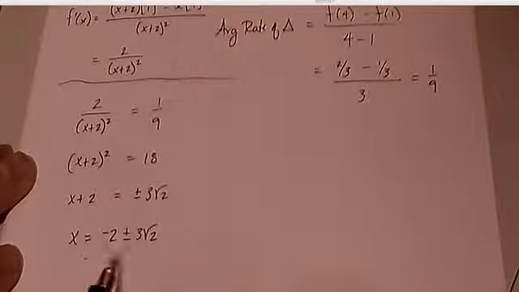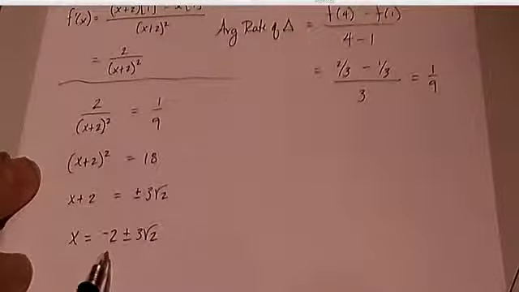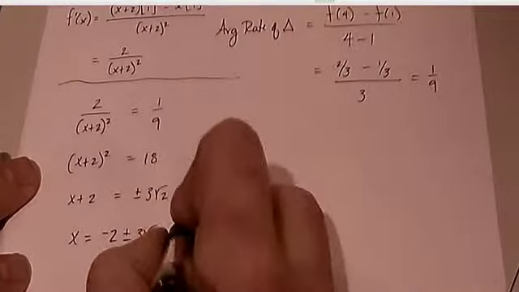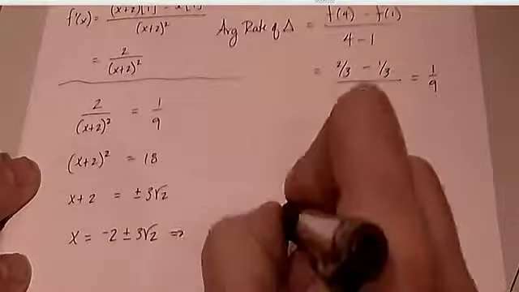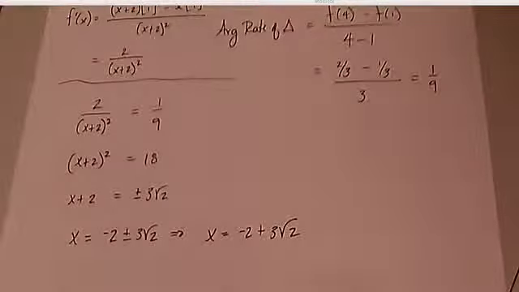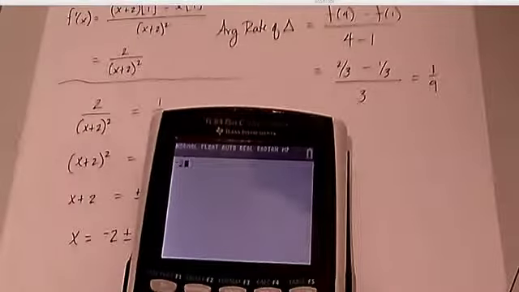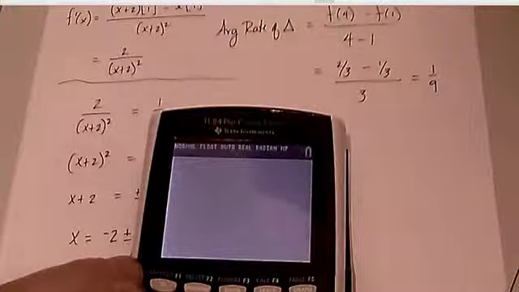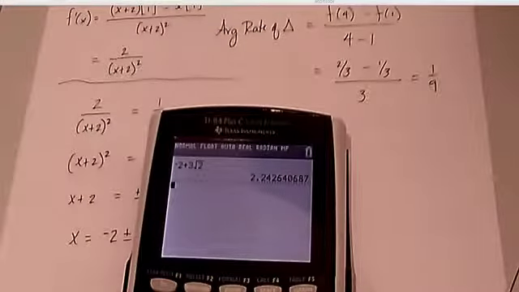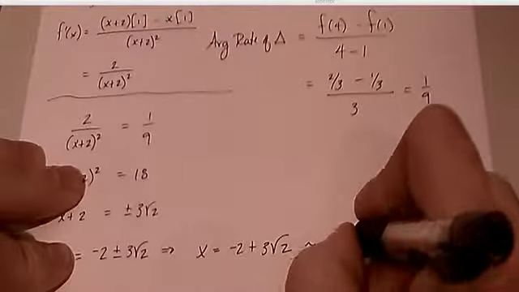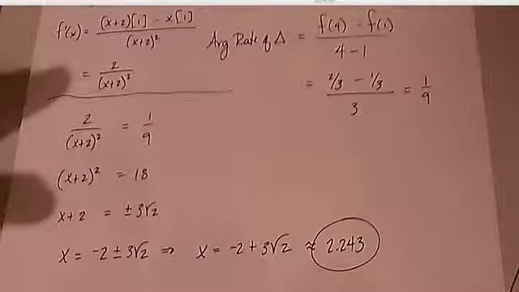Well, one of those places is in the interval, and one of those places is not. Okay. The place that is not in the interval is -2 minus 3 root 2. Okay? But x is equal to -2 plus 3 root 2 actually is in the interval. And we can go ahead and actually see what that is. Okay? Let's do negative 2 plus 3 root 2, and that's 2.243, okay? So 2.243 is the point in the interval.